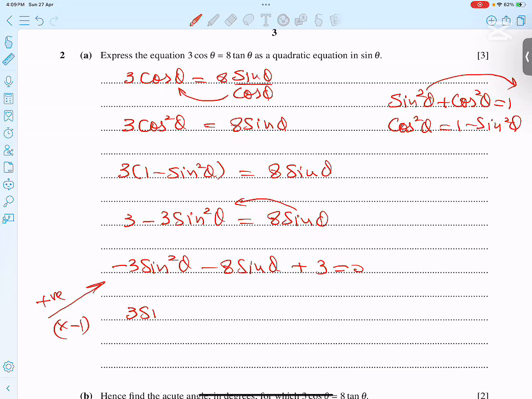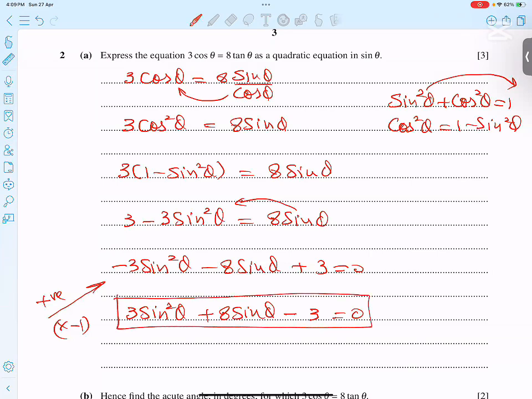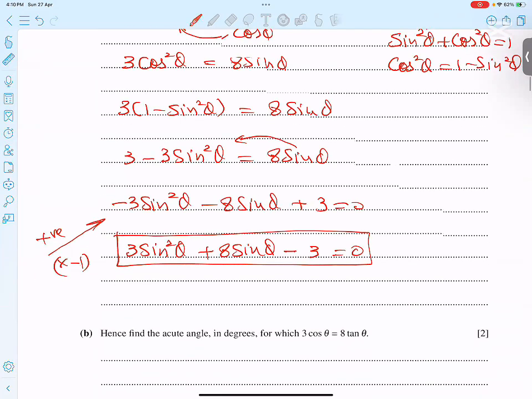I got 3 sine square theta, I got 8 sine theta, I got -3. Done. And this is our required answer. I hope this part is very clear. And let's go for the next part.